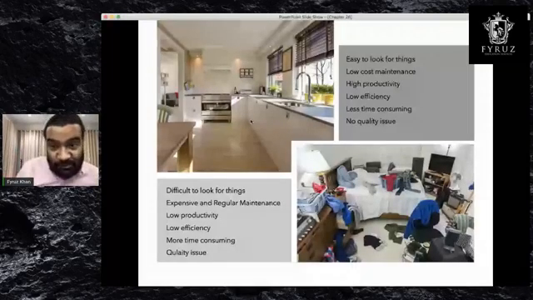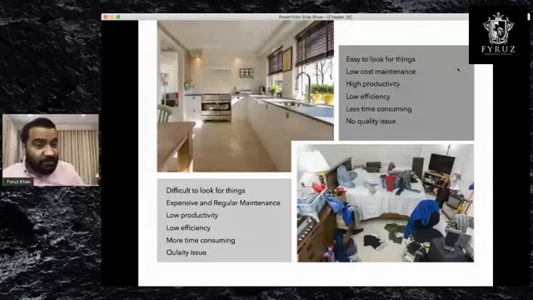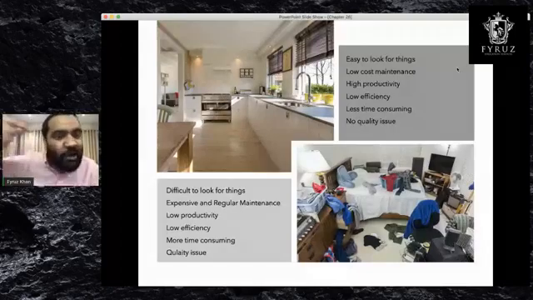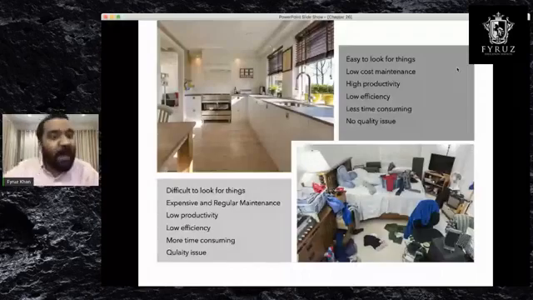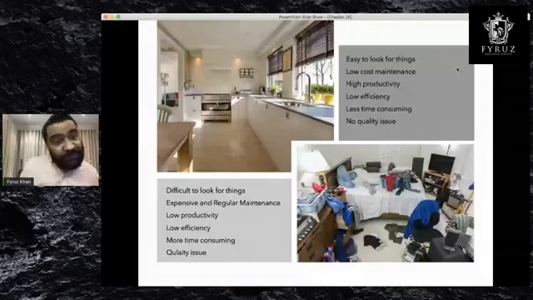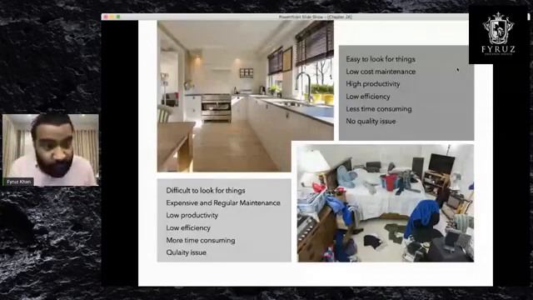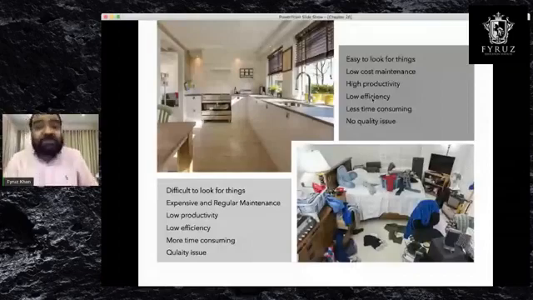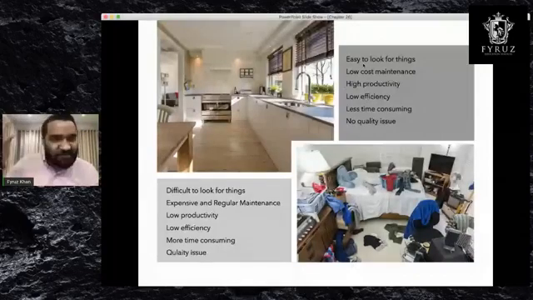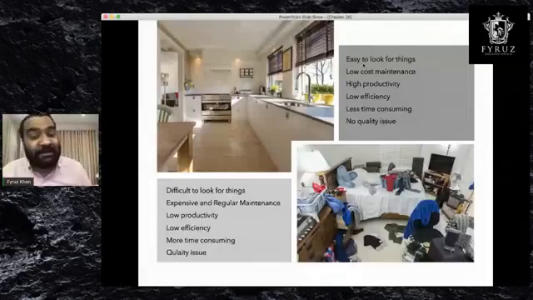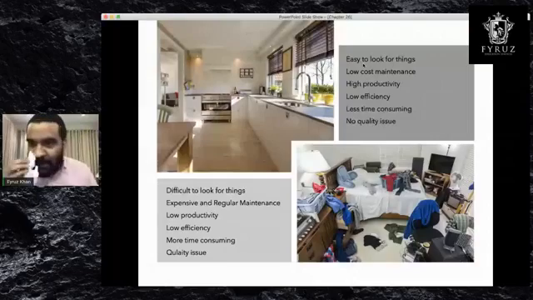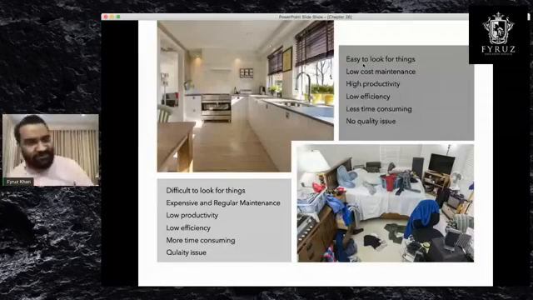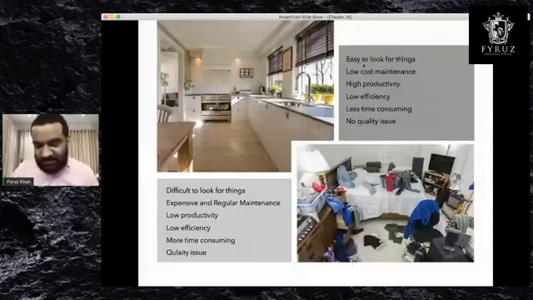It'll be easy to look out for things, and maintenance is low cost, because you're constantly monitoring and maintaining it. High productivity: you will feel good, motivated, and proud of your home, your house. Sorry, it's my mistake, high efficiency. You'll be able to do things more quickly, with less time consumed, because you can find things quickly and move around, and of course there will be no quality issue as such. Now, why am I talking about messy rooms and organized houses?